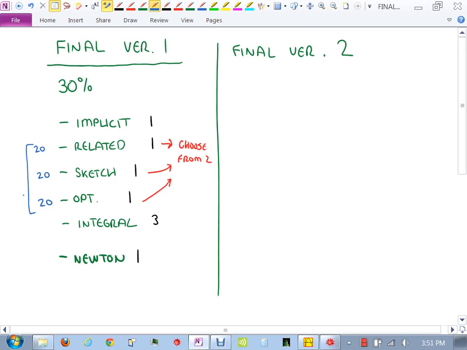Sketching. Those problems can get nasty, so I'll probably keep it pretty reasonable. Polynomial or rational function. Maybe a square root in there. I think one of your homeworks was a square root.